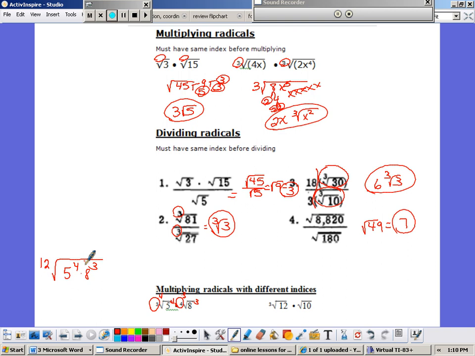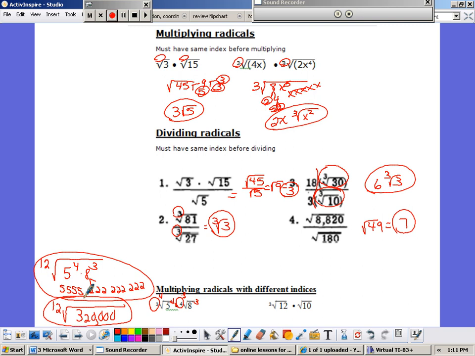Now, I always try to see if it breaks down here, because it's easier. I have four 5s, and each 8 breaks into three 2s, and I have 3 of them. 1, 2, 3, 4, 5, 6, 7, 8, 9. I do not have enough to reduce, meaning that I can't pull out my 2s and I can't pull out my 5s. So 5 to the 4th power times 8 to the 3rd power gives me the 12th root of 320,000. And now I know it doesn't reduce. It's easier for me to reduce in the piece form than it is in the full form.